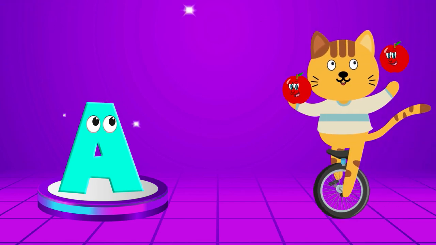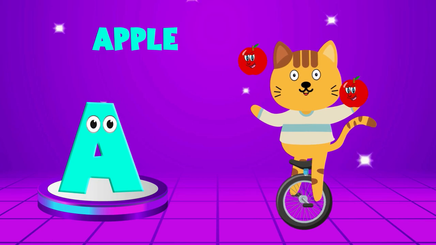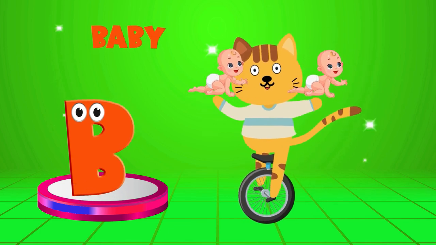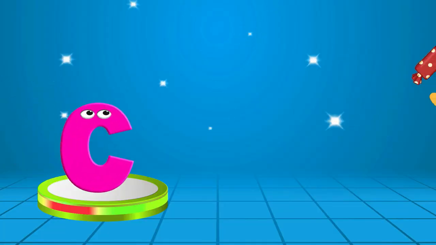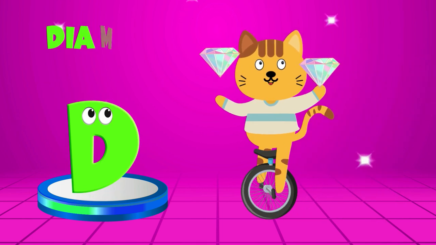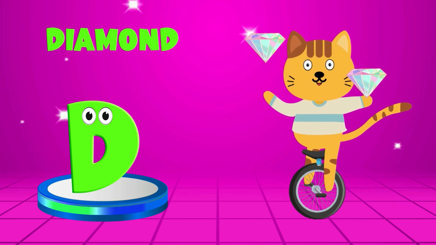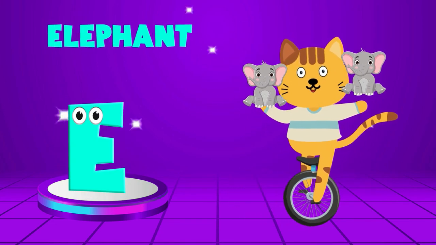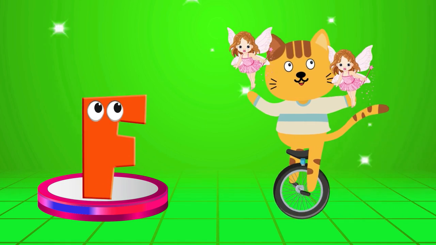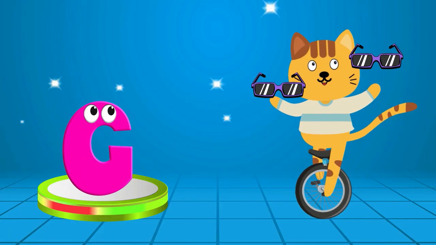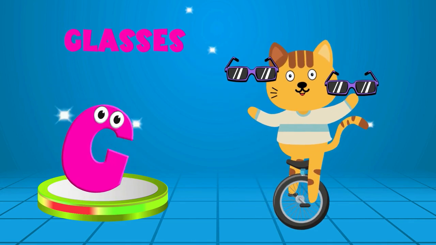A is for apple. B is for baby, ba ba baby, ba ba baby, B baby. C is for candy, k k candy, k k candy, C candy. D is for diamond, d d diamond, d d diamond, D diamond. E is for elephant, e e elephant, e e elephant. F is for fairy, fairy, fairy, F, fairy. G is for glasses, g, g, glasses, g, g, glasses, G, glasses.